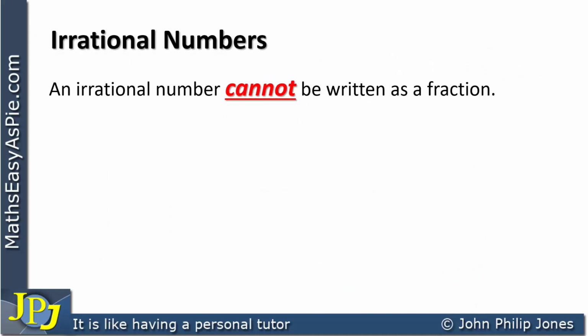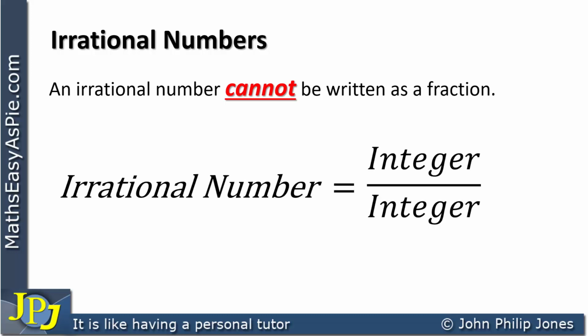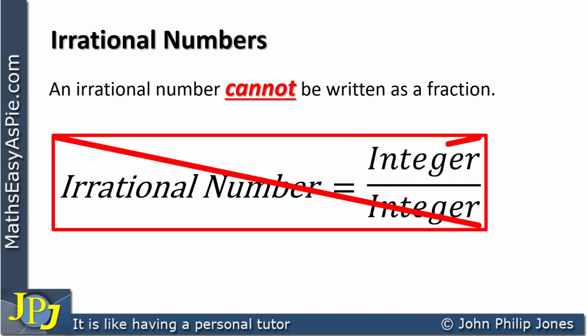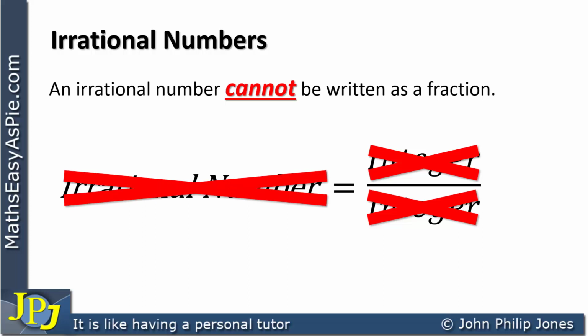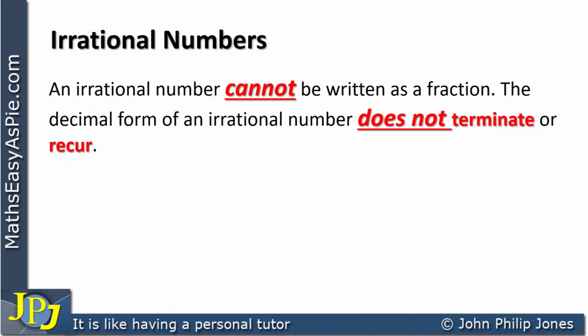An irrational number cannot be written as a fraction. Let's use this as an aid to understanding what we mean by this. You can see I'm saying an irrational number equals an integer divided by an integer. Well, this is not correct. This is a definition of a rational number. So if we were to think this, we would be wrong. So we cannot have an integer divided by an integer, giving us an irrational number. Let's move on and consider a fuller definition of an irrational number.